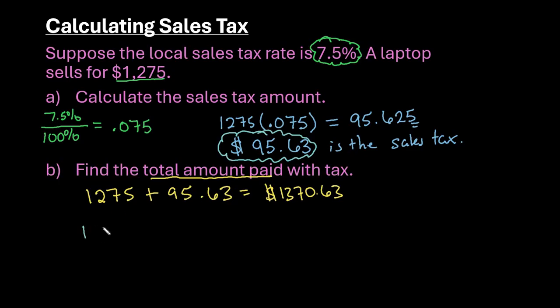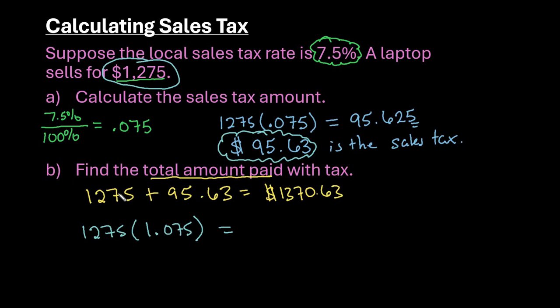If you were just going to the total amount without first finding the actual sales tax, you can just take the $1275 and multiply it by 1.075. And where I got this from is we have to pay 100% of this amount because that is the cost that it's selling for. Plus we're paying 7.5%. So I'm really paying 107.5%.